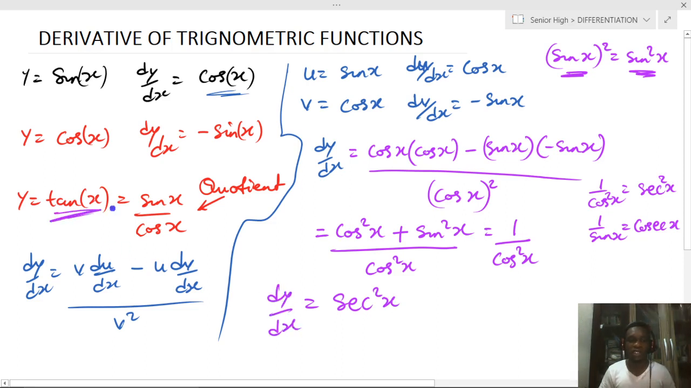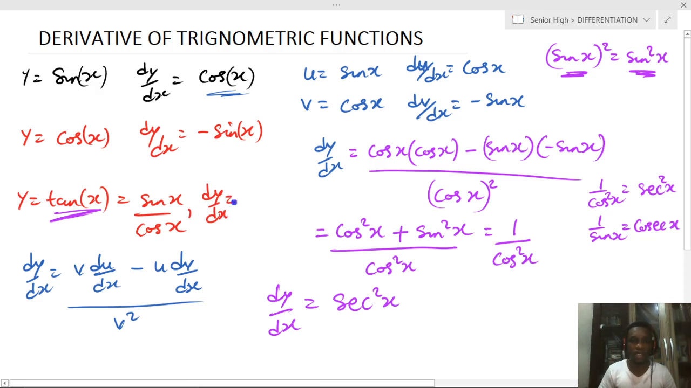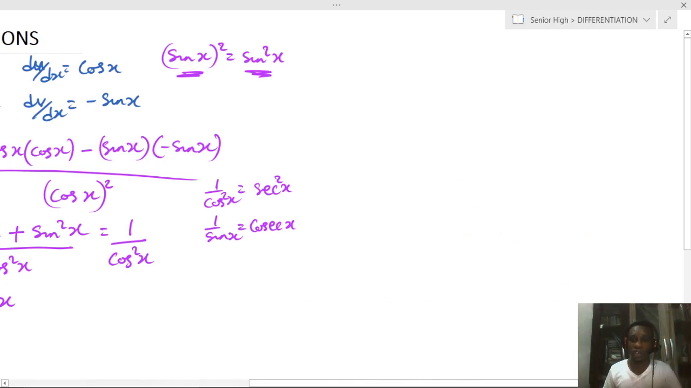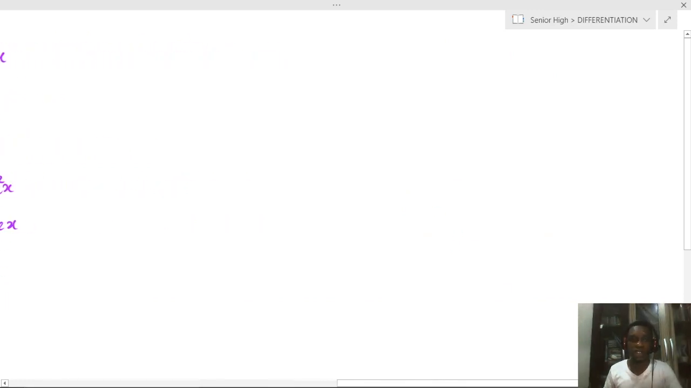So we know that the dy dx of your tan will give us what? Sec square x. So let's come into this and write it out. So we can write it out here that dy dx for tan is equal to sec square x. So that is it. Now let's take more examples to solve so that we can get a better understanding of what's happening.